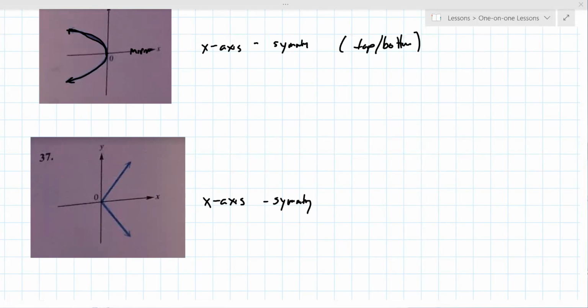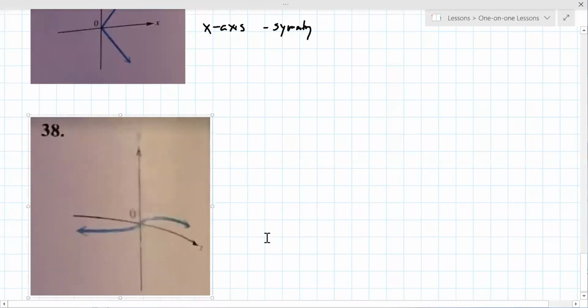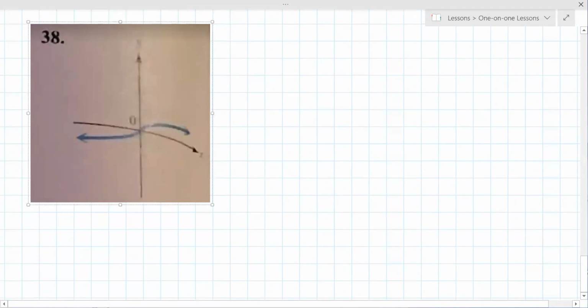But 38 is something a little bit different. So the origin symmetry, or point symmetry. This is actually a rotation. So if you take this part that I'm highlighting on the right and you rotate it 180 degrees, and you can either go clockwise or counterclockwise, it doesn't matter. You'll end up getting this other piece over here.